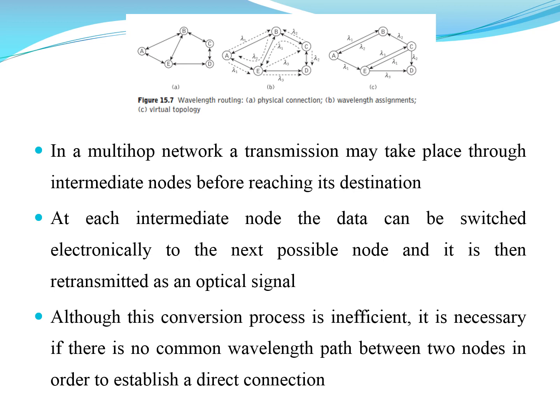And at this intermediate node, the data can be switched to the next possible node, and it is then retransmitted as an optical signal. But this conversion process is inefficient. It is necessary when there is no common wavelength path between the two nodes which can establish a direct connection. That is not possible here.